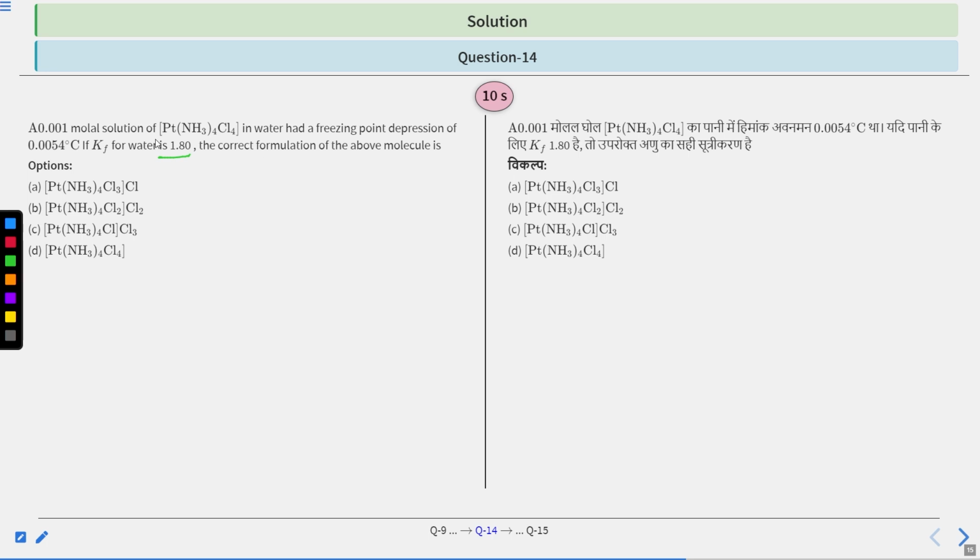So we have a complex compound in water, and it has a freezing point depression of this value, with a molar value of 0.001, and the Kf for water is given as 1.80. So we have to find out the correct formula for this. The options are [Pt(NH3)4Cl3]Cl, [Pt(NH3)4Cl2]Cl2, [Pt(NH3)4Cl]Cl3, and [Pt(NH3)4Cl4]. So you have 10 seconds to solve this question. After that, we will see the answer.